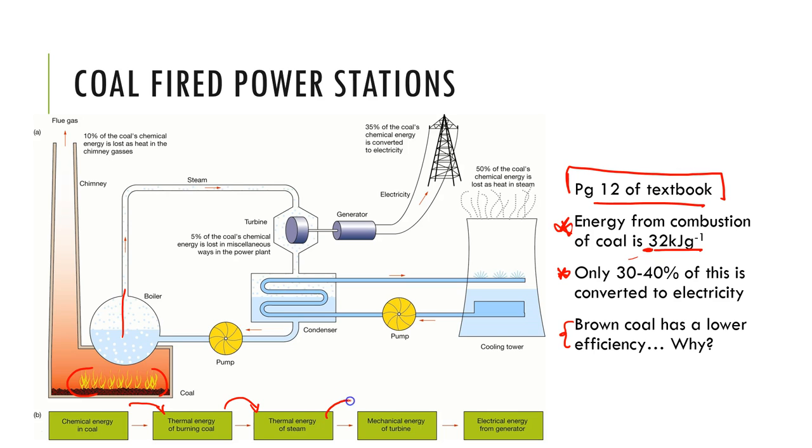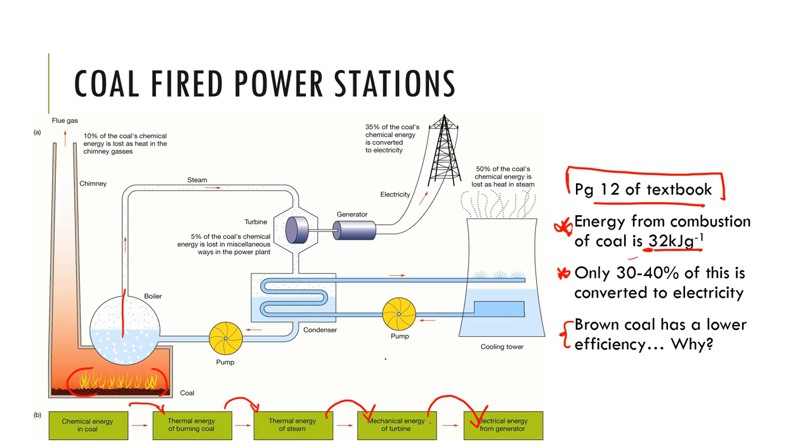So we have the thermal energy of the steam being converted into mechanical energy of the turbine. That turbine drives the generator, which generates electricity. Here we have the mechanical energy of the turbine being converted into the electrical energy from the generator. The water is then collected, condensed, and pumped back through the system or out into a cooling tower. So we have multiple steps of energy transformation.